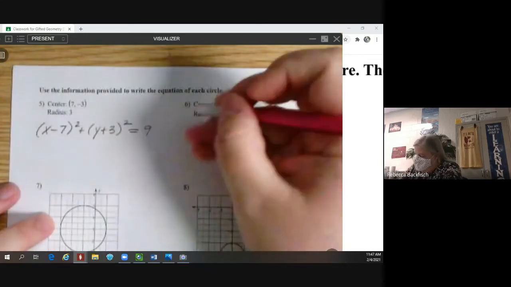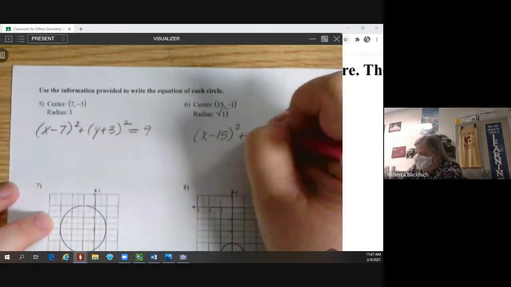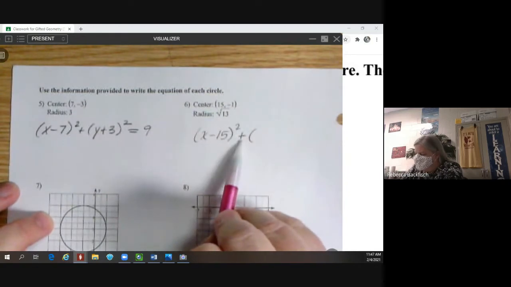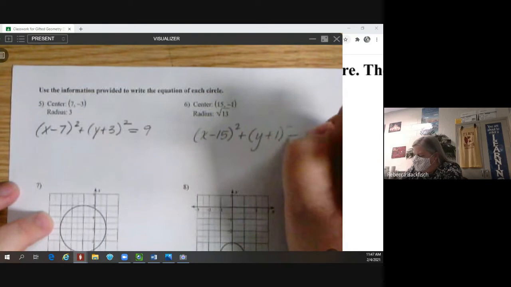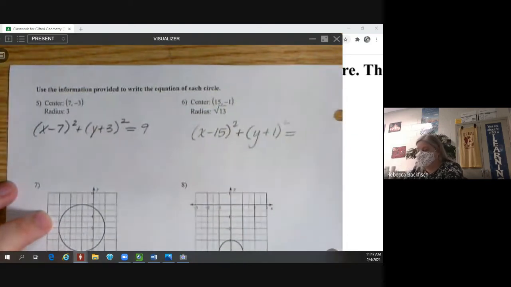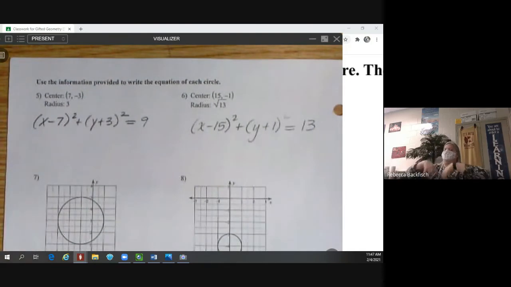Okay, so it starts out looking like this. Don't forget the squared. Don't forget the plus between the parentheses, or else you're saying something completely different. Then what's going to be on the right-hand side of this equation? 13. Don't forget that if you have something under a radical and you square it, that just lifts off the radical. If I square the square root of 2, I get 2. If I square the square root of 76, I get 76. If I square the square root of 13, I get 13.